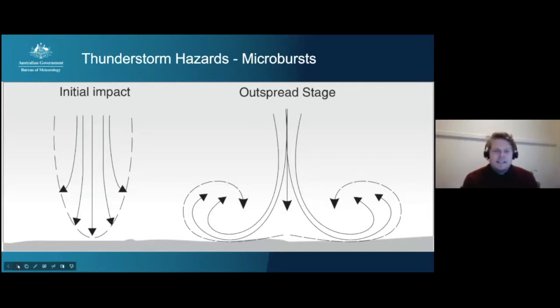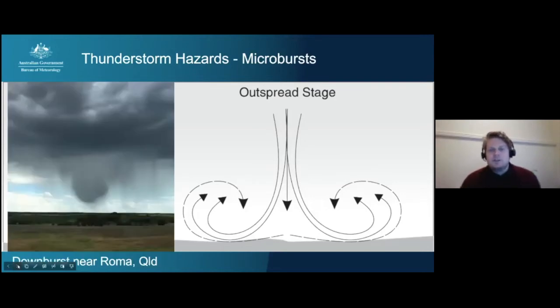On the left here, what we call the initial impact is this blob of precipitation coming down, hitting the surface, and then it starts spreading out. You can imagine that in the right-hand diagram, you can see those eddies forming on the edge. That's a very common area of stronger winds, causing turbulence and wind shear.